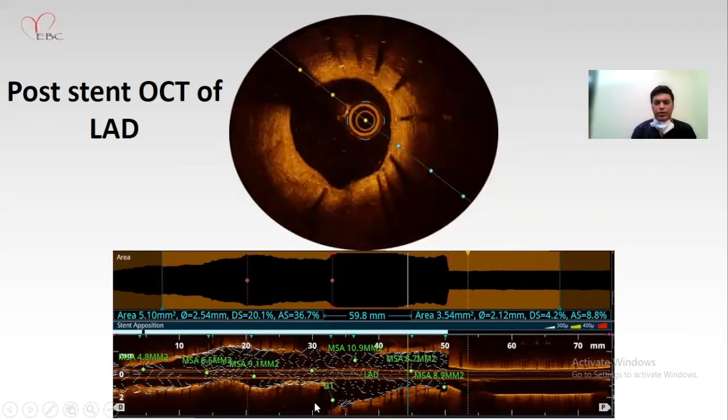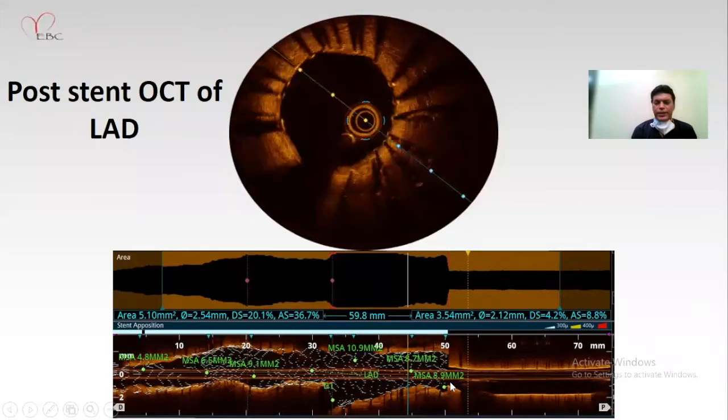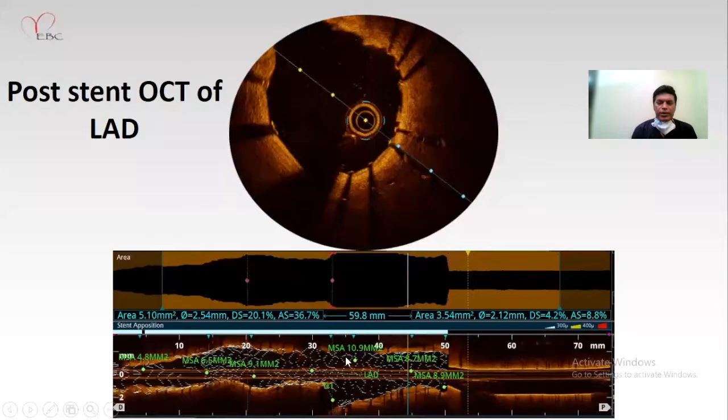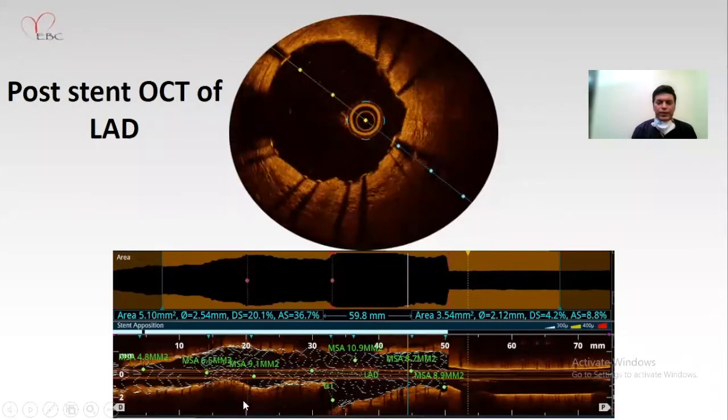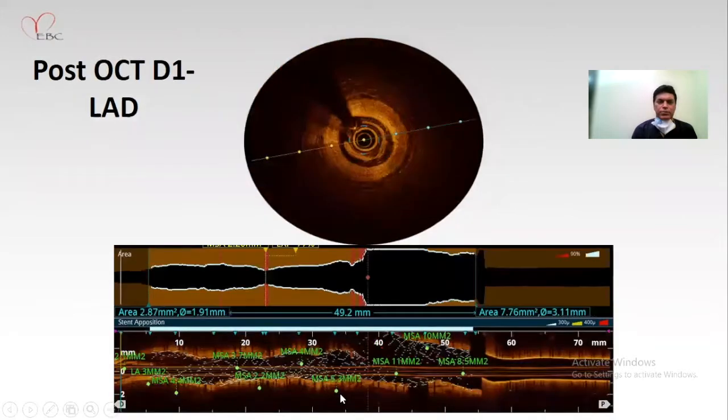It expanded the diagonal stent and the LAD stents. The proximal LAD stent area is 8.9 square mm, 8.7 square mm, and at the bifurcation side, 10 square mm. And distally, you can see 9 square mm. And the diagonal stent is nicely expanded. This is the OCT run of the diagonal.